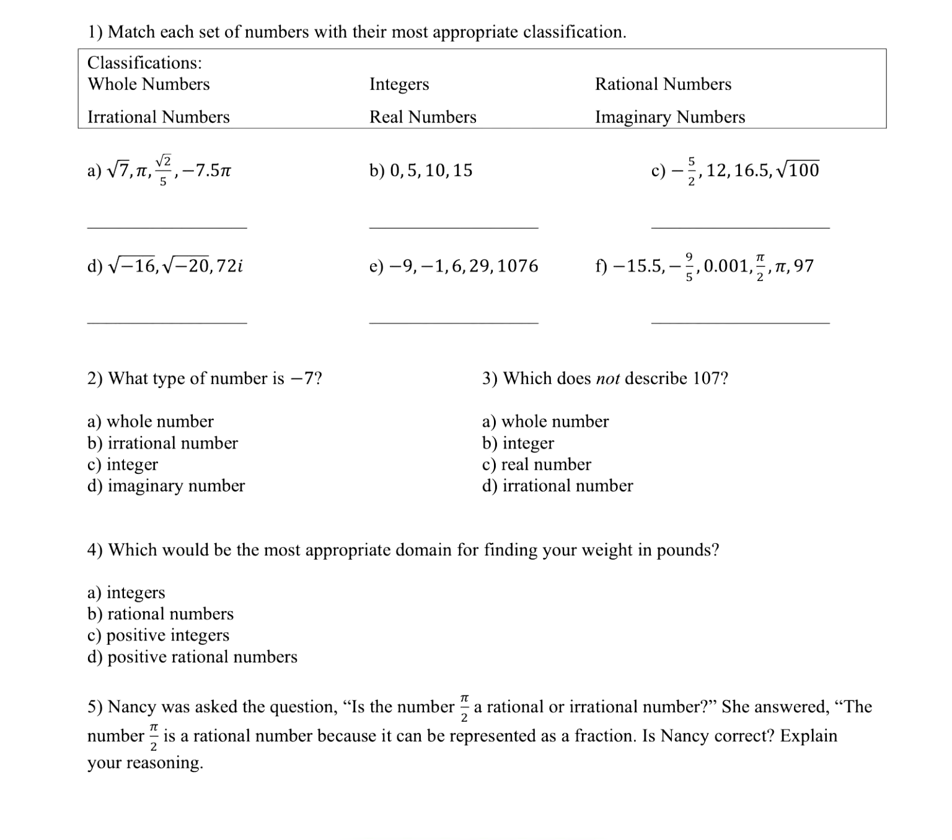Looking at A, it has radical 7, which is irrational, pi, which is irrational, radical 2 over 5, which is irrational, and another number involving pi, negative 7.5 pi. So A is going to be the irrational numbers. Take a look at B. Starts with 0, goes to 5, 10, 15. So none of those have fractional parts, and it includes 0. So that would be the whole numbers.